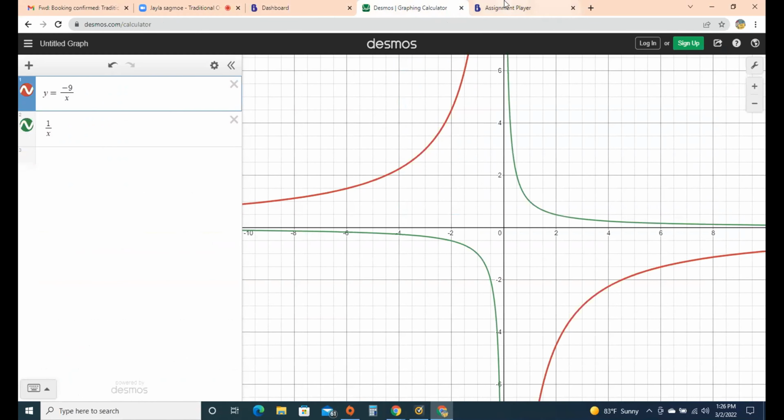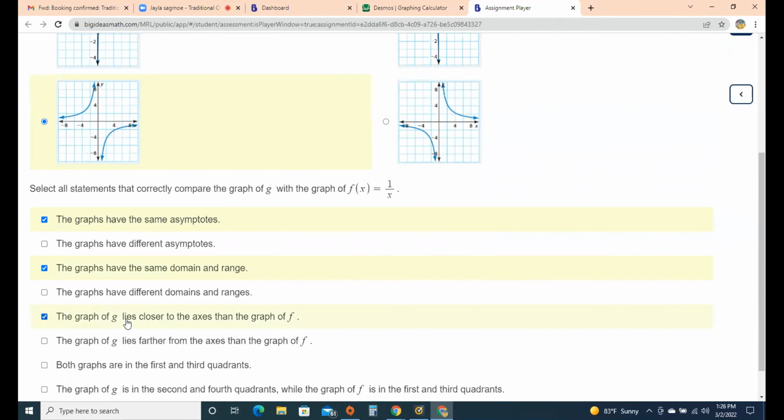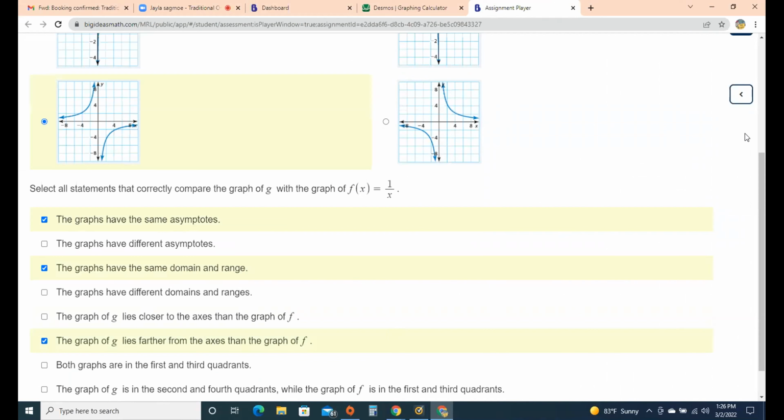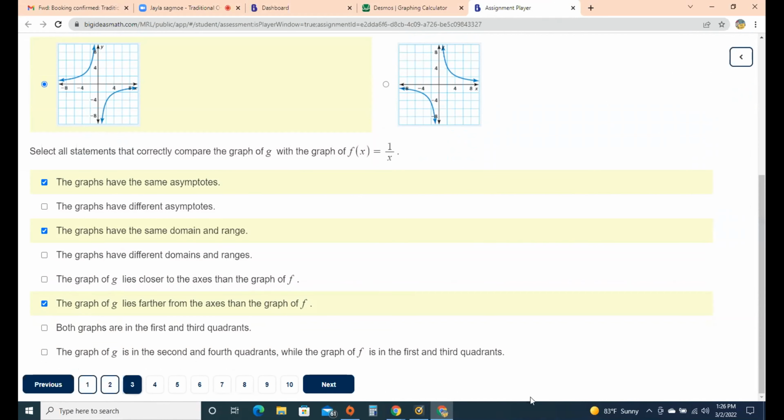It lies closer. The G is the one you're graphing. So notice the green one is always closer. Yeah, that's further. These are written in that way. You have it as correct, and then it's literally like the same question as number 3.